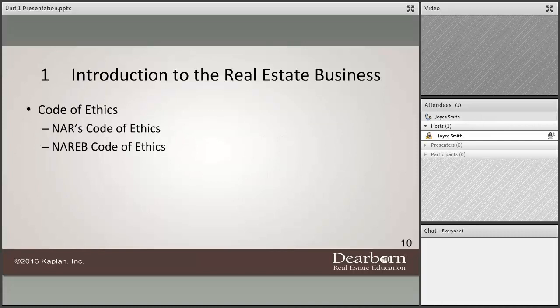Again, there's a code of ethics, there's the National Association of Realtors Code of Ethics, and then there's the NAREB Code of Ethics. All of these are talking about real estate.